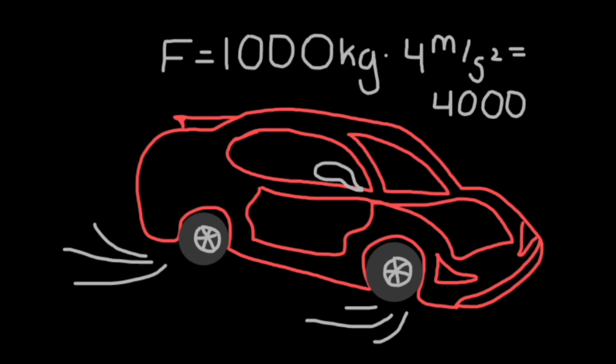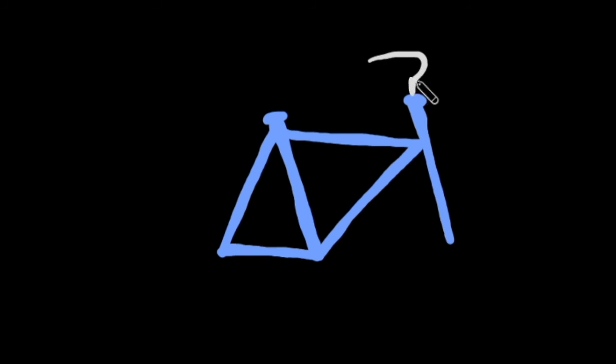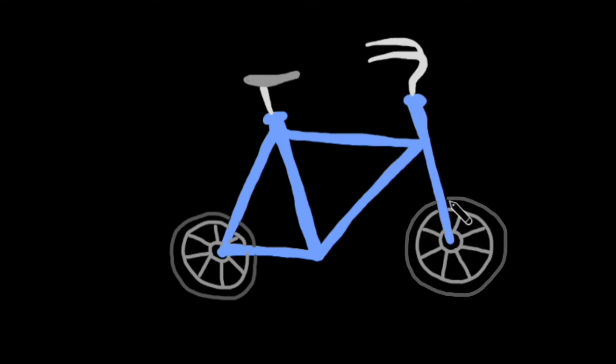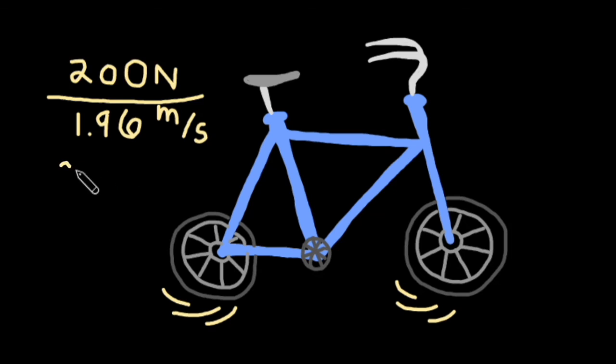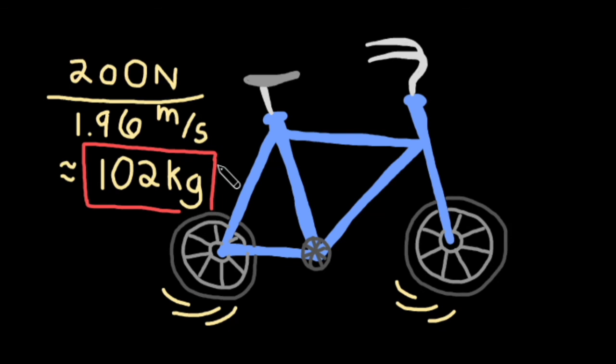Now, what if it takes 200 newtons to decelerate a bike at a rate of 20% gravity? How massive is the bike? Well, gravity is 9.8 meters per second squared, so 20% of that would be 1.96 meters per second squared. To get the mass of the bike, you must divide the force by its acceleration, or in this case, deceleration. 200 newtons divided by 1.96 meters per second squared is about 102 kilograms, so the mass of the bike is about 102 kilograms.